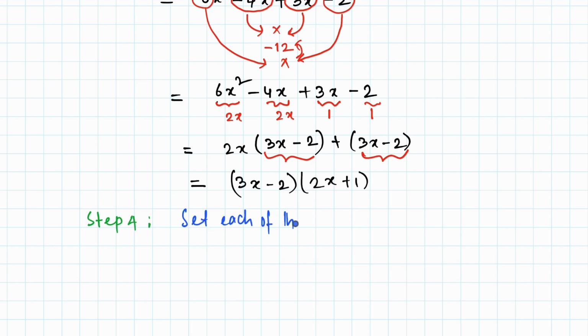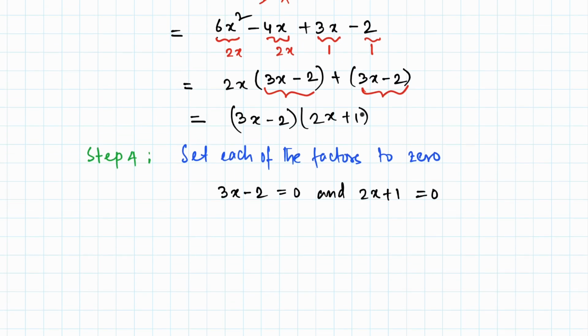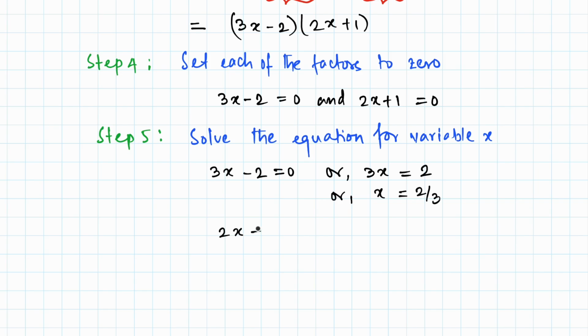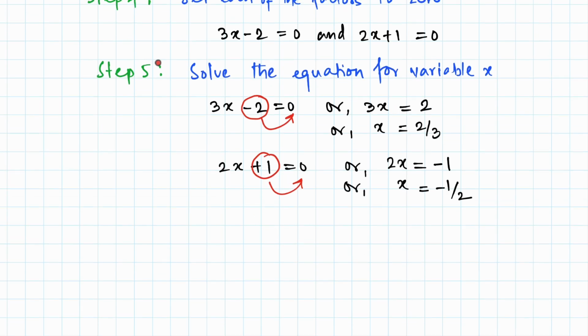Step 4, set each of the factors to 0. So 3x minus 2 is equal to 0 and 2x plus 1 equal to 0. Now the final step, step number 5, we have to solve for the variable x. So 3x minus 2 equal to 0, or 3x is equal to 2, or x becomes equal to 2 by 3. And 2x plus 1 equal to 0, or 2x is equal to minus 1, or x equal to minus 1 by 2. So we are taking minus 2 from left hand side to right hand side and plus 1 from left hand side to right hand side.